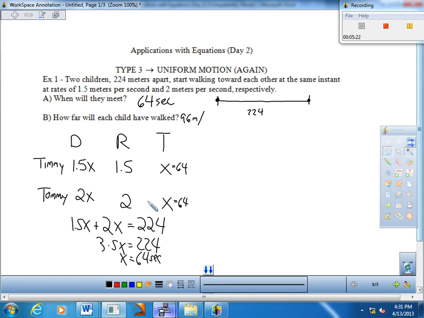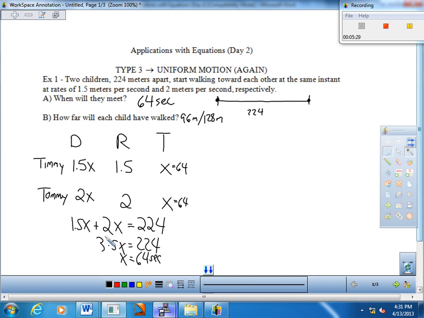And then this one's a little easier for me. 2 times 64, how about 128? And so 128 meters. All right, that looks great. Okay, distance, rate, and time. Now, if you like this setup right here in the table, like the equation produced, beautiful.